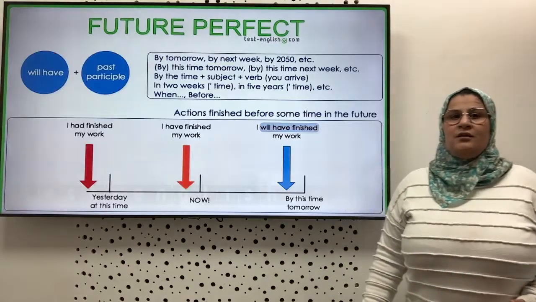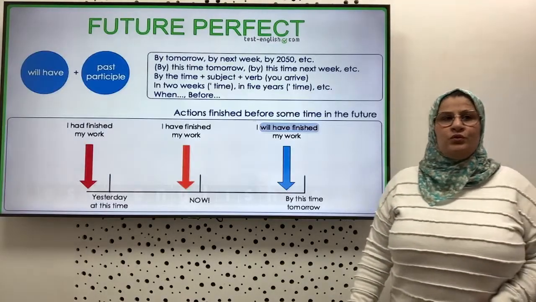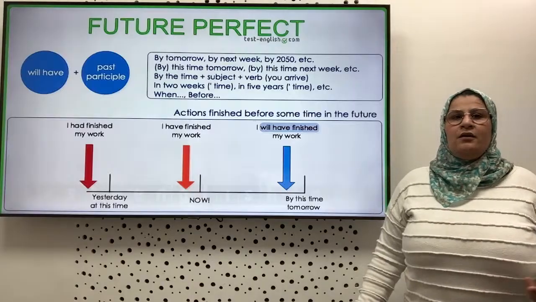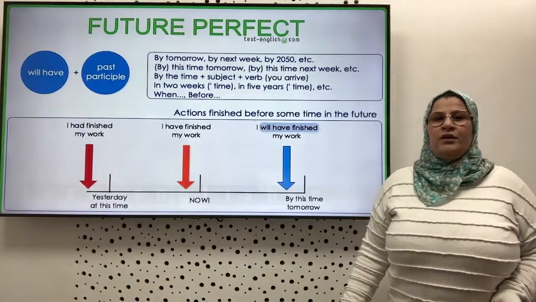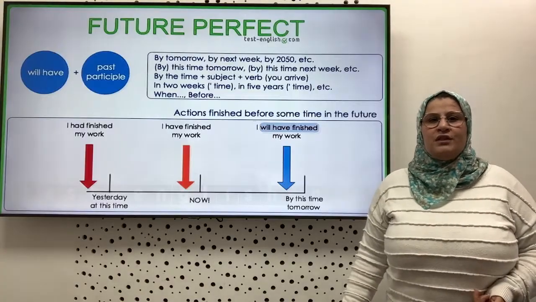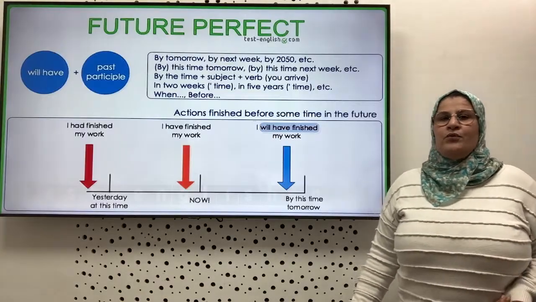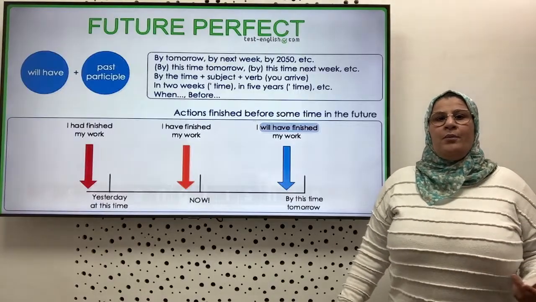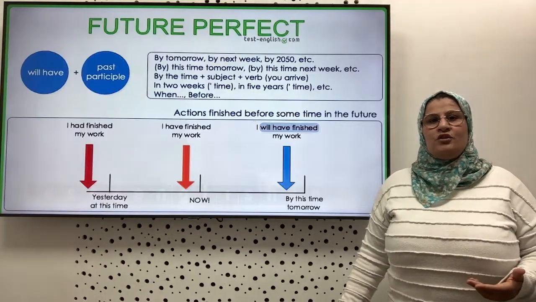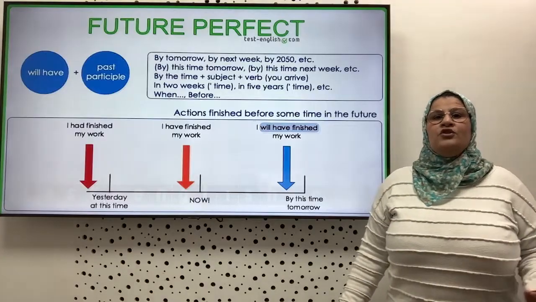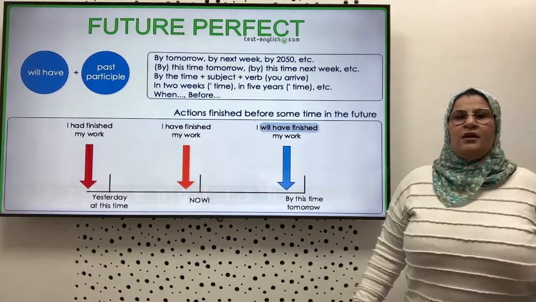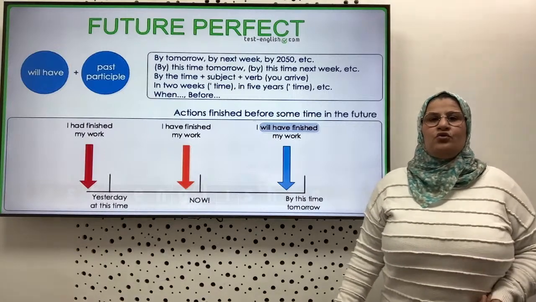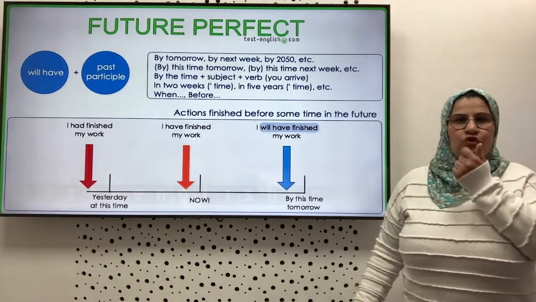Here are some key or signal words that are usually used with the future perfect, like by tomorrow, by next week, by 2020, by 2050, by this time tomorrow, by this time next week, by the time plus subject plus verb, such as by the time you arrive, or in 2 weeks' time, in 5 years' time, etc. When and before are other indicators or signal words for the future perfect.